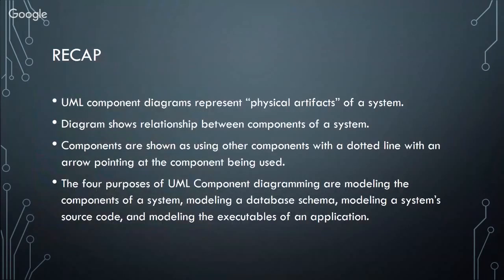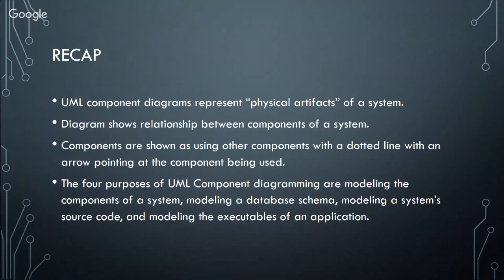Now, as a quick recap of our presentation, like I said before, the UML component diagrams represent the physical artifacts, or in other words, the components of a system. And this diagram shows the way that these components work together, or the relationship between them. In the example earlier, you saw that the way that's notated is you have the actual name of the component, and then the components that it uses represented by a dotted line. And on the side where the component is being used, it shows the hierarchical relationship of what's using what.